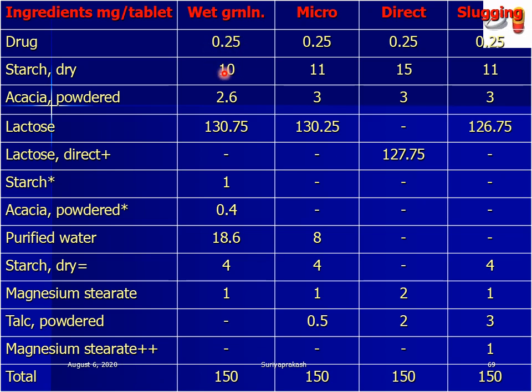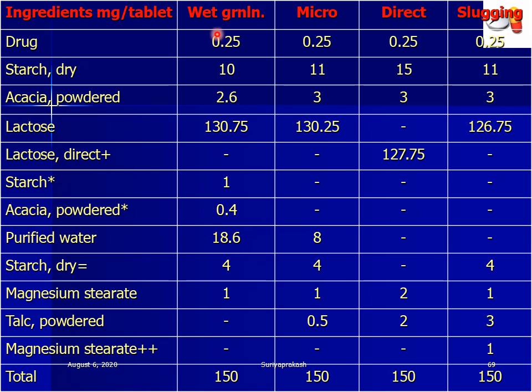So here starch powder is used along with acacia, and lactose as diluent, right? Lactose is the diluent, acacia powder is the binding agent, and starch is the disintegrating agent. All three are mixed together, right? This starch powder, acacia powder and purified water are converted into a paste, mucilage of starch or starch paste, the granulating agent, right? Now using this paste, we convert this powder mass into granules, right?